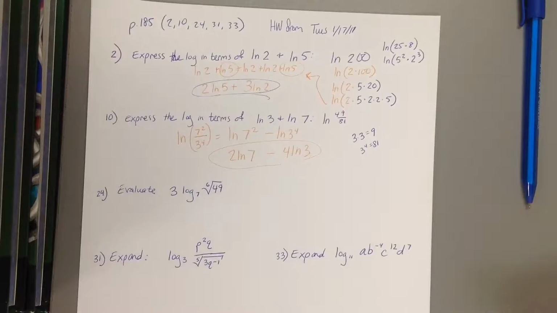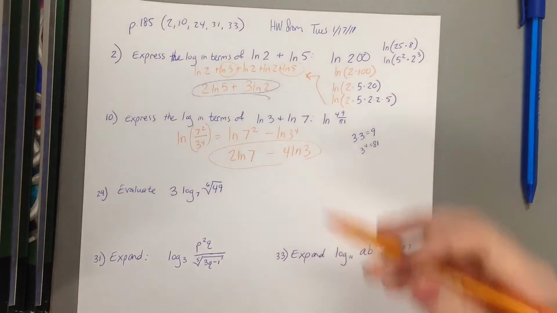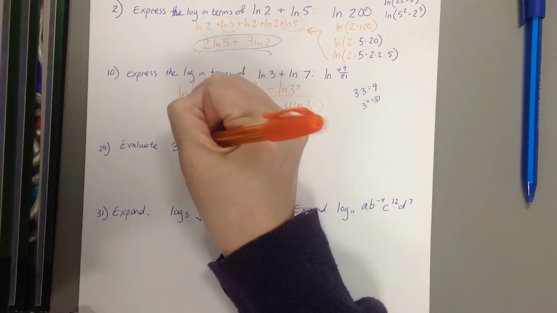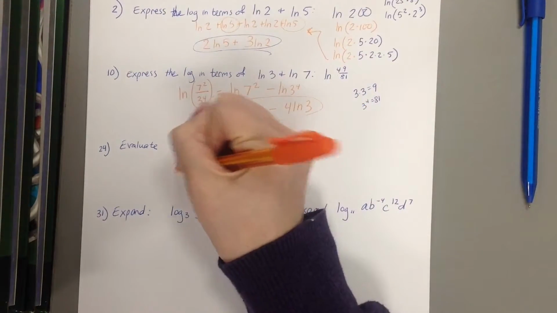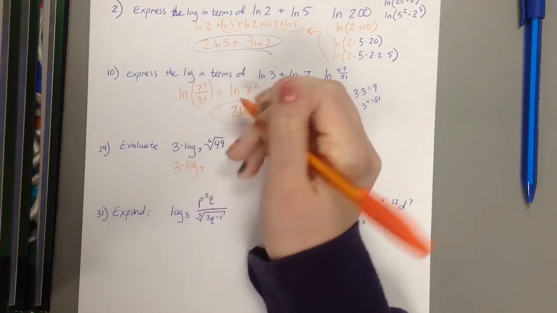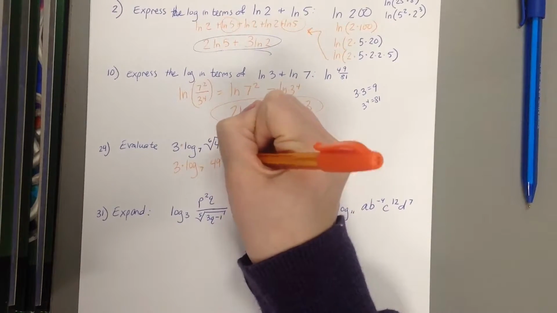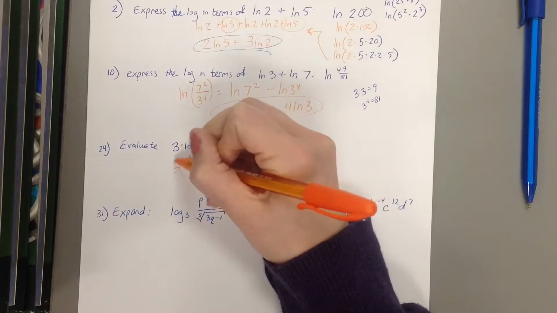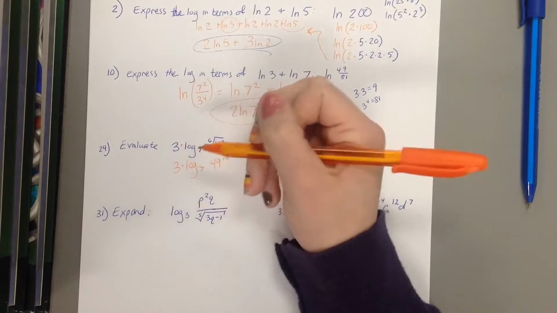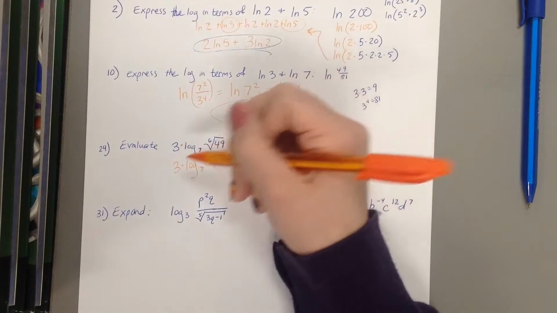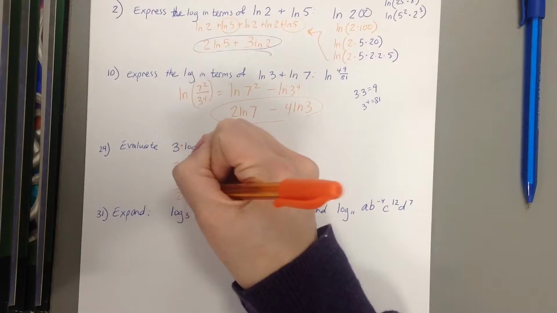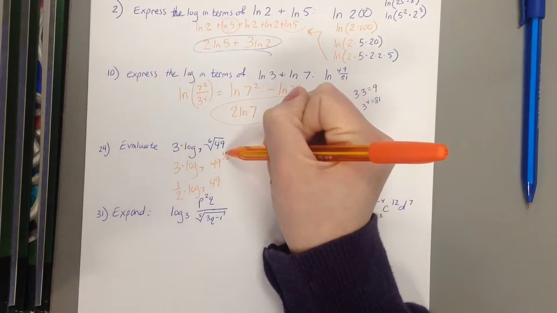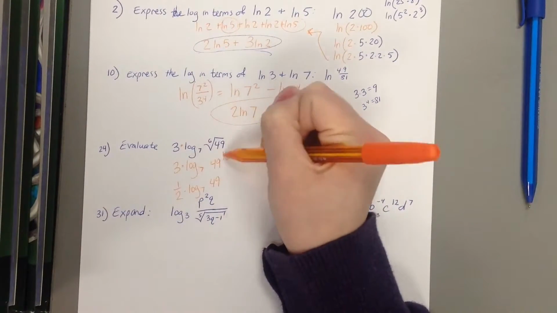Number 24, I am evaluating this craziness right here. I see that the 3 is just being multiplied out front, so I'm just going to keep that there. I can rewrite this as log base 7 of 49 to the 1/6 power. That exponent of 1/6 can be multiplied out front. There is already a 3 there, so I'm going to multiply 3 and 1/6, which is 3/6, which is 1/2. So I have 1/2 log base 7 of 49. Again, remembering, once the exponent is multiplied out front, we don't need to see it anymore.